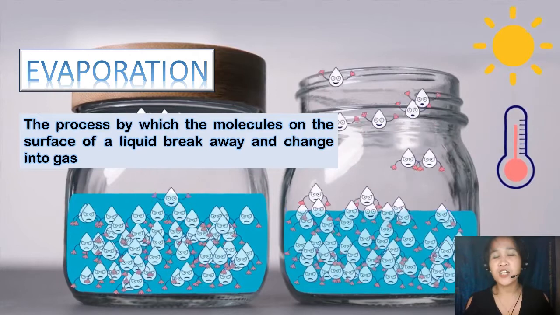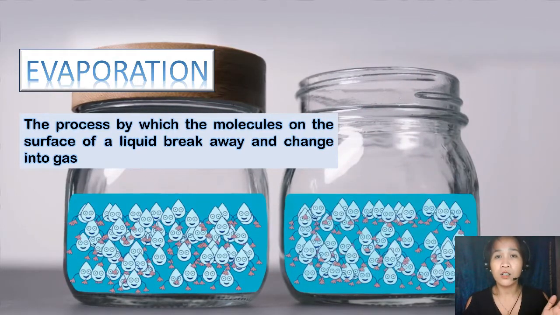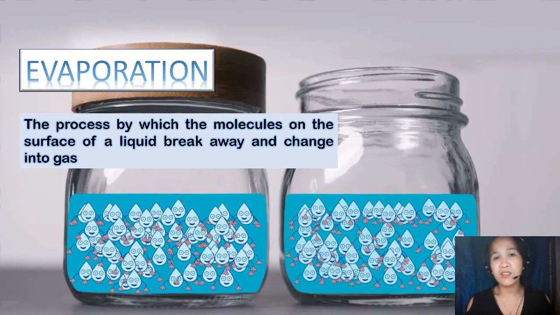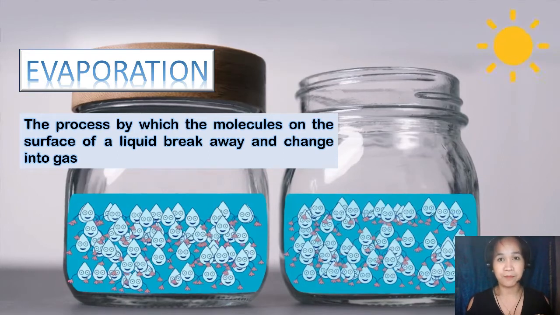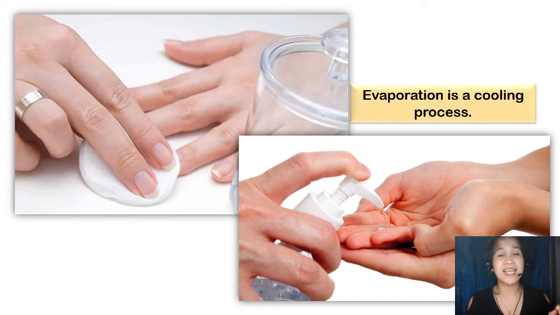So, as evaporation takes place, the water molecules which did not escape and were left in the liquid have a lower average kinetic energy than the molecules that escaped. So the effect of this is the decrease in the temperature of the liquid water. So guys, evaporation is a cooling process.